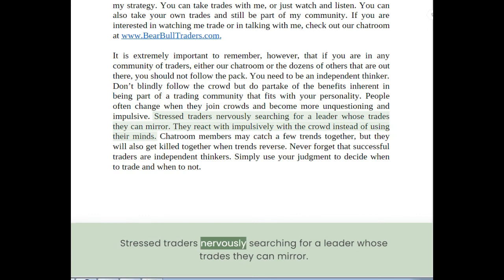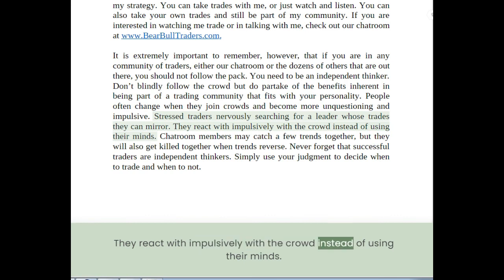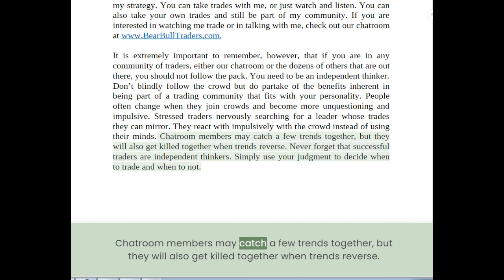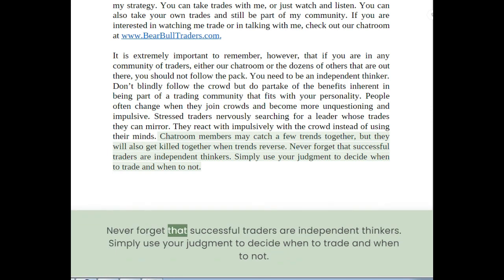Stressed traders nervously search for a leader whose trades they can mirror. They react impulsively with the crowd instead of using their minds. Chatroom members may catch a few trends together, but they will also get killed together when trends reverse. Never forget that successful traders are independent thinkers. Simply use your judgment to decide when to trade and when to not.